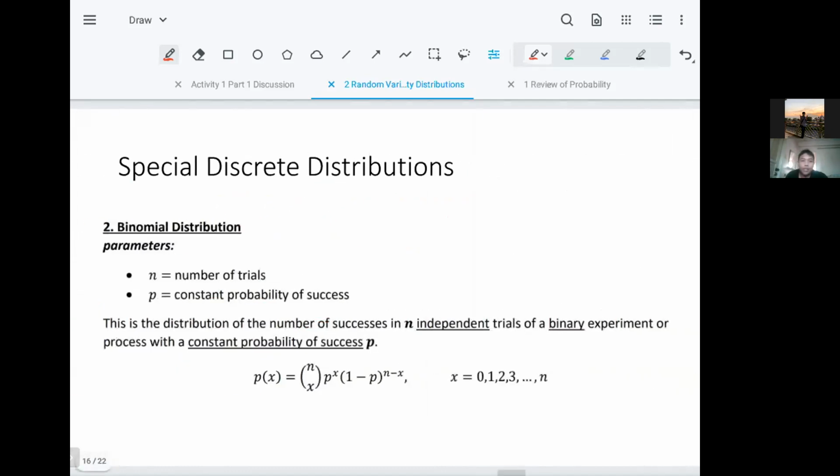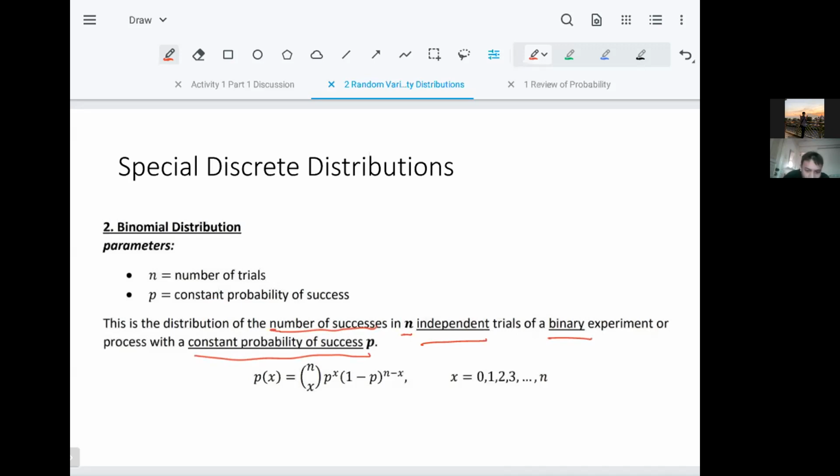So next, what about the binomial distribution? I'm sure nadaanan nyo naman to sometime senior high din eh. So a binomial random variable is the distribution of the number of successes when you're counting the number of successes in n independent trials of binary experiment or process with a constant probability of success p. Binasa ko lang, ano ba yung sabihin nun? So, bigyan tayo ng example.